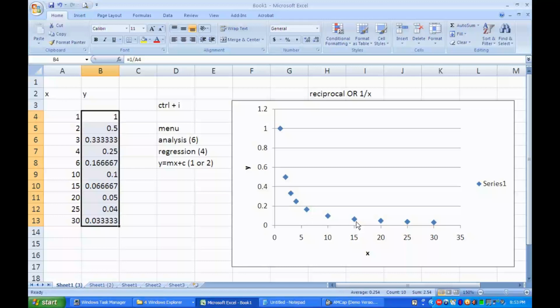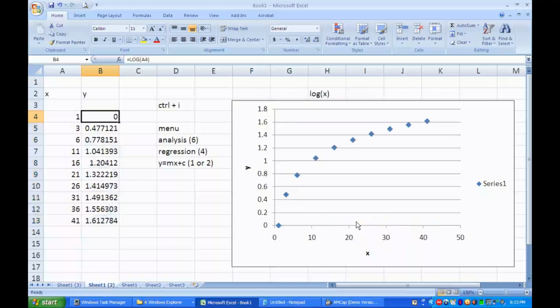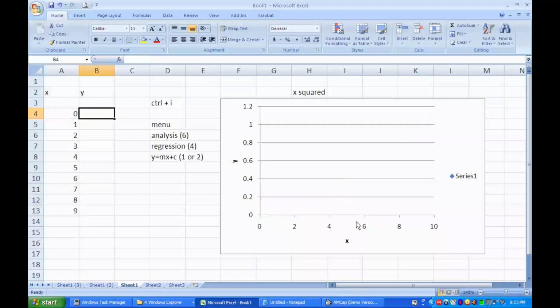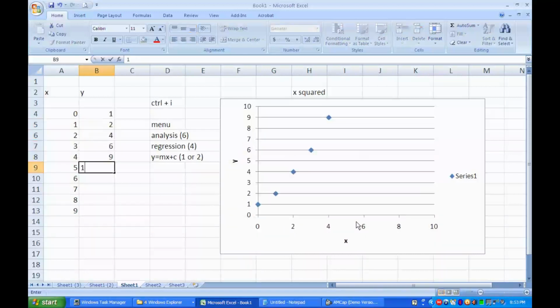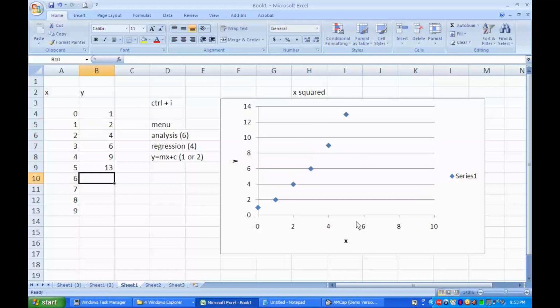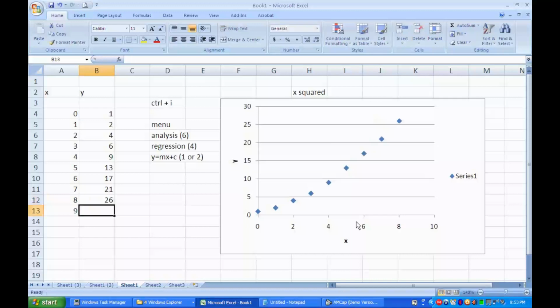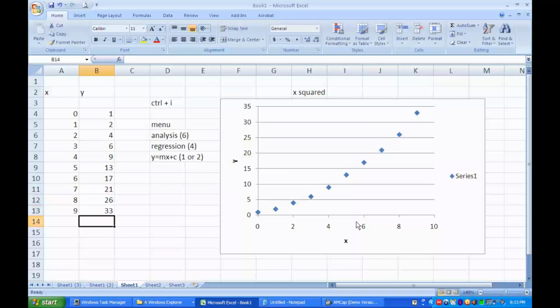So, let's have a look. Let's go through some examples. I'll give you some data points, and then I'll show you what we can do with it. So let's say we've got the x values there. Let's say 1, 2, 4, 6, 9, 13, 17, 21, 25, 26, and 33. Why not?